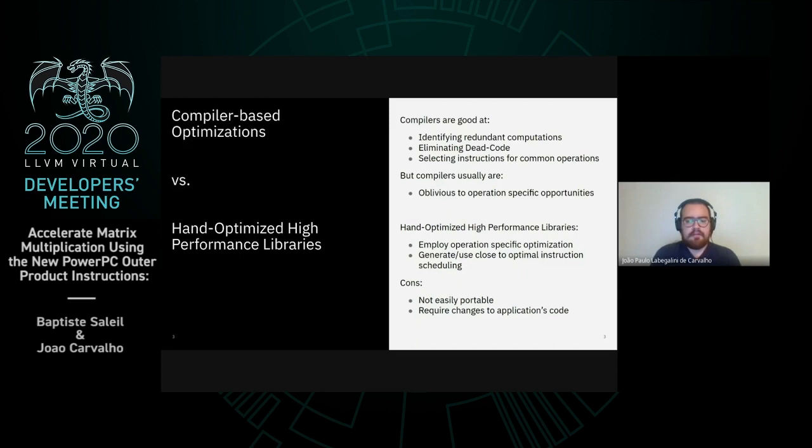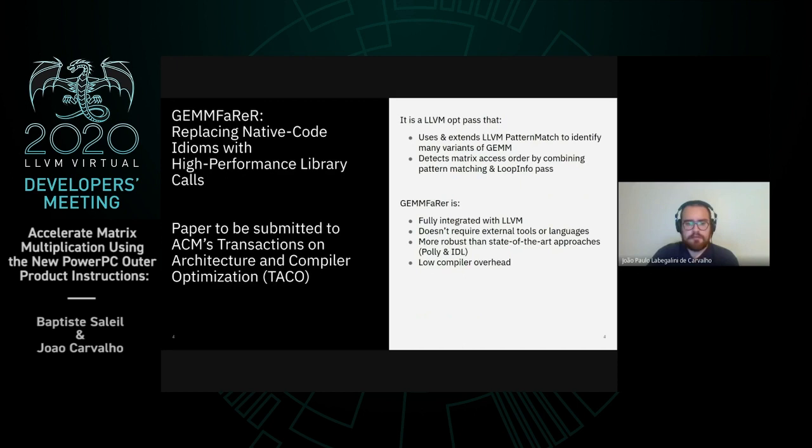Our proposed solution is called MMFaRer, which replaces native code idioms with high-performance library calls. MMFaRer is an LLVM opt pass that uses and extends LLVM pattern match to identify many variants of the general matrix-matrix multiply pattern. It detects matrix access order by combining pattern matching and the loop information pass. MMFaRer is fully integrated with LLVM, so it doesn't require external tools or languages. It's more robust than state-of-the-art approaches and exhibits lower compilation overhead than Polly and IDL. The solution is being submitted to the ACM's Transactions on Architecture and Code Optimization journal.